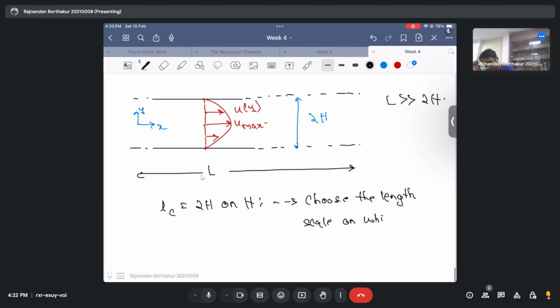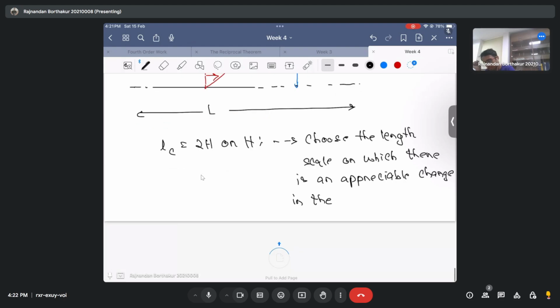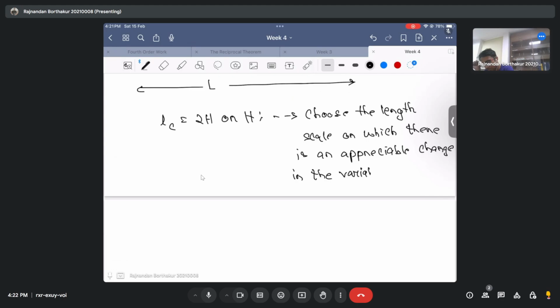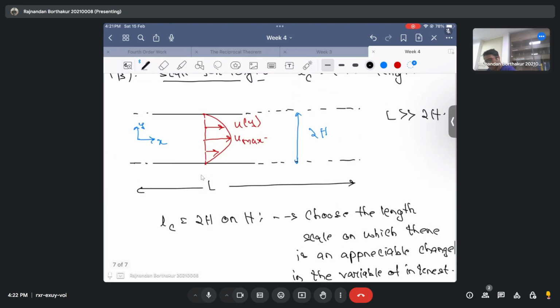on which there is an appreciable change in the variable of interest. All right. So here, as I said, since the variable of interest is the velocity, and when we move along the y direction, that is along the height of the channel, we indeed see an appreciable change in the velocity, and that's why we choose the length scale as the height of the channel.